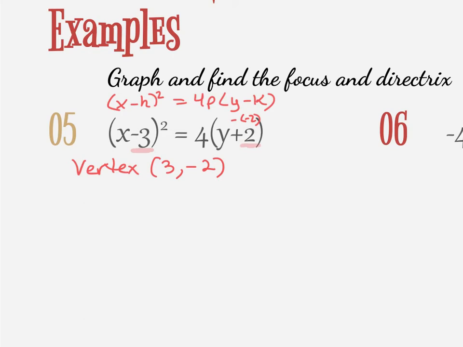Then we're going to find the 4p value, or take the 4p and set it equal to the 4. Because again, the number that's in front is what you set equal to the 4p. I'm going to solve for p by dividing both sides by 4.